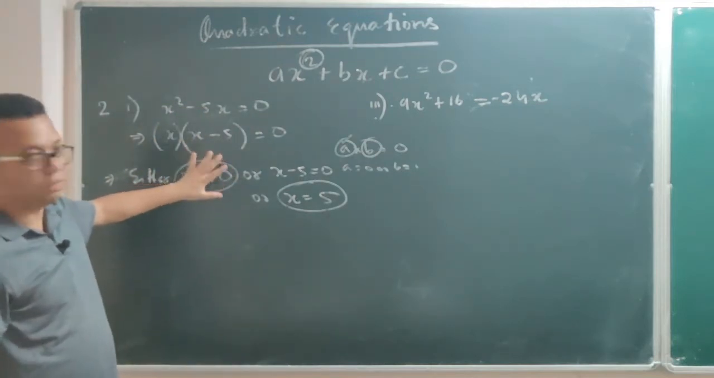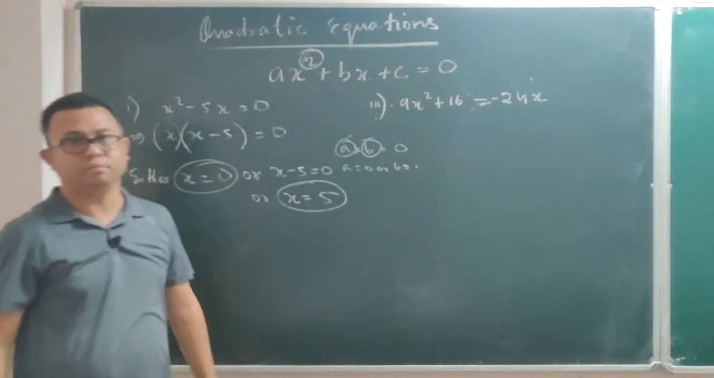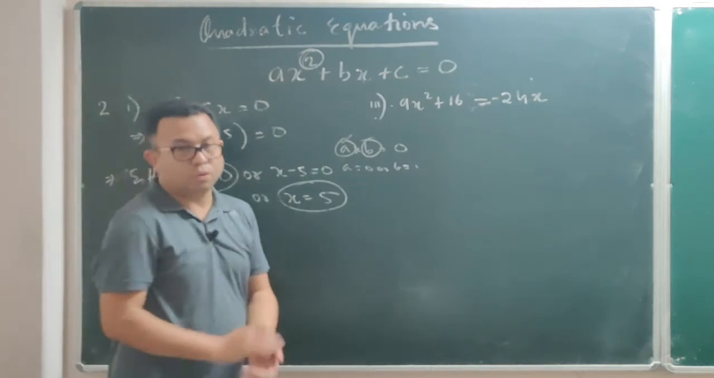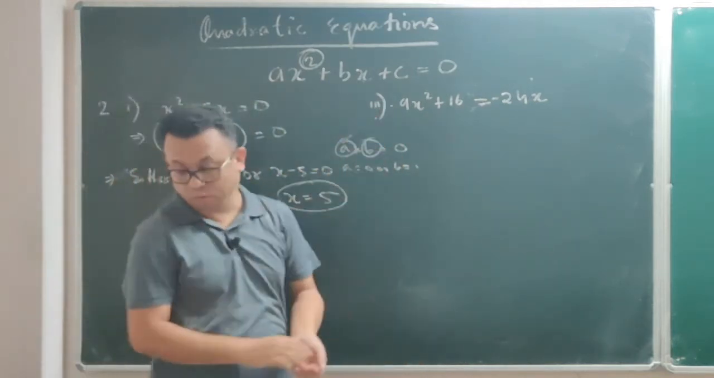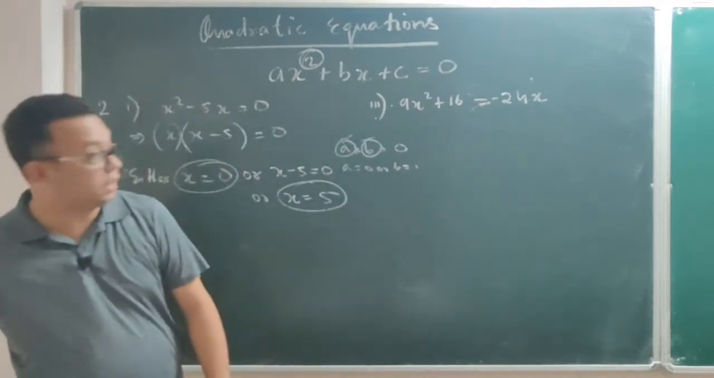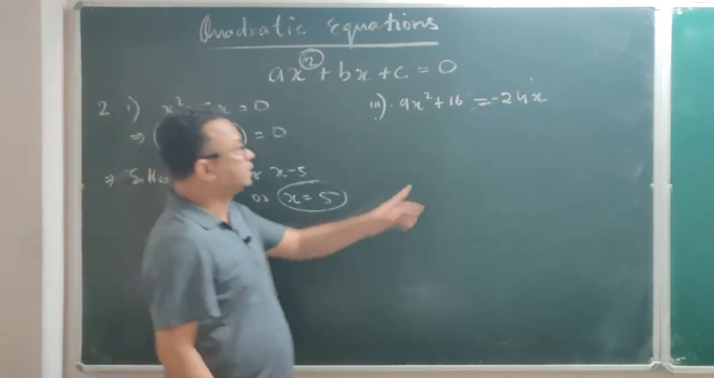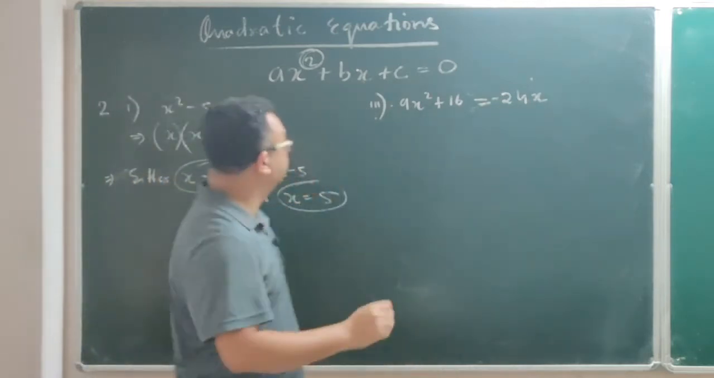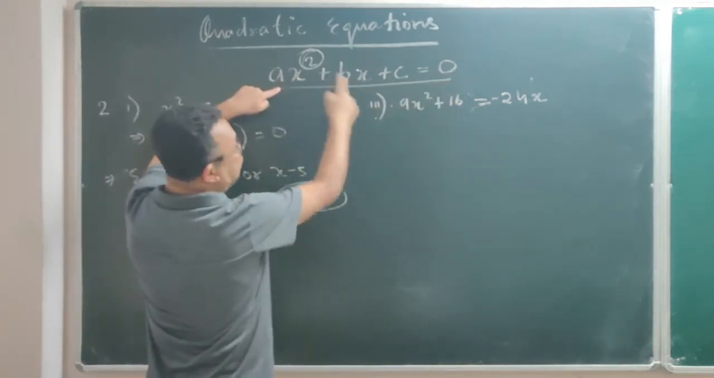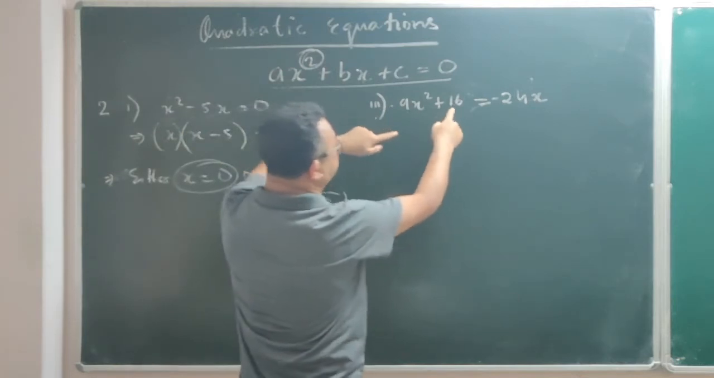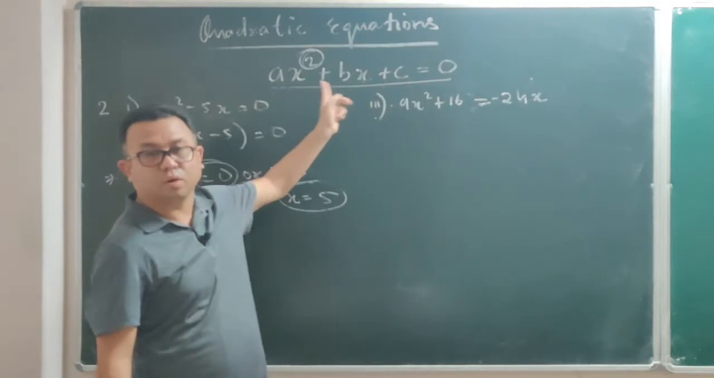But here I did not do much because only 2 terms were there, the third one was not there. Now let us go to a question where we also have 3 terms. Here I am going on to the second question: 9x square plus 16 equal to minus 24x. Check now whether your quadratic equation is given in the form ax square plus bx plus c. Here x square is first, then I need x, which is on that side. So you have to first arrange the quadratic equation in this form.